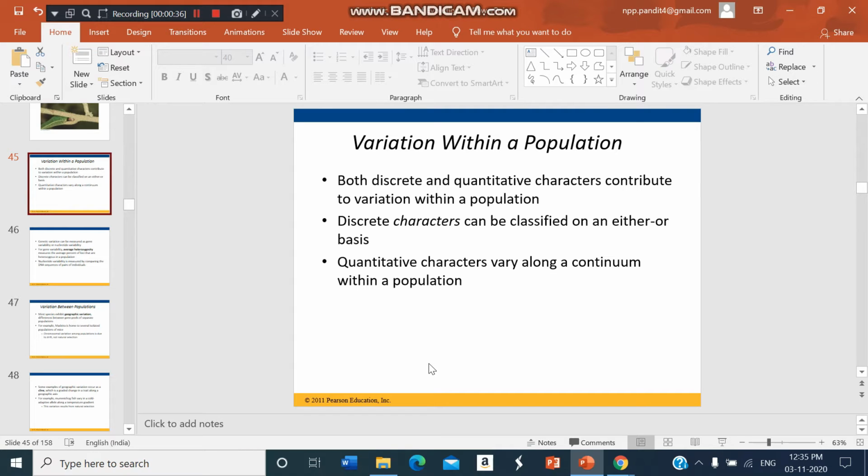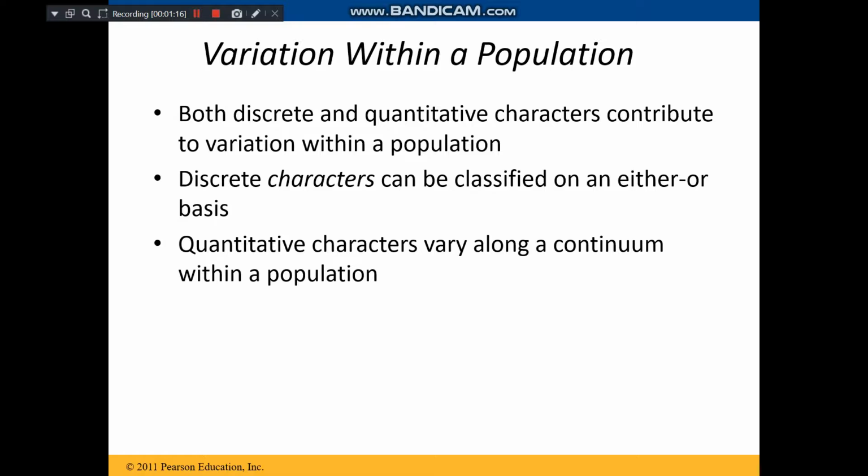All of us know that variation is a tool for natural selection, and variation generally arises because of the mutation, as we have already seen. Now, we will first think how the variation is helpful, what kind of variation we observe, and what is the root cause for variation. So both the discrete and quantitative characters of every individual contribute to the variation in the population, undoubtedly.